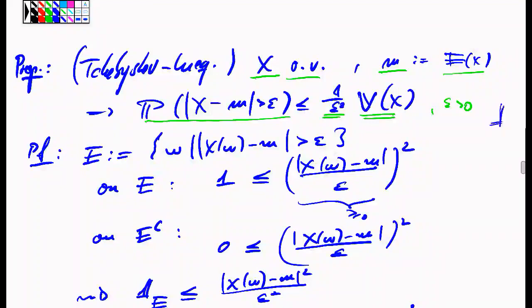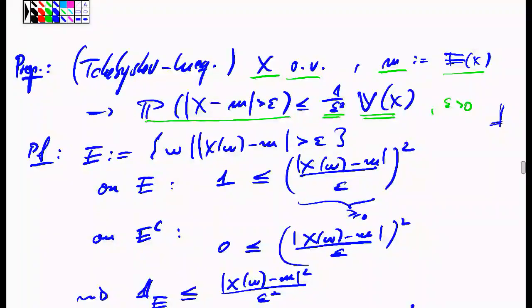In particular, if the variance of the random variable is 0, then the probability to observe any deviation from the mean in a concrete measurement is 0. Or in other words, a random variable with variance 0 will assume exactly its expected value with probability 1, which is, of course, the case that the random variable is not random at all. It's just deterministic. It always assumes a constant value, which in this case, of course, is its expectation.